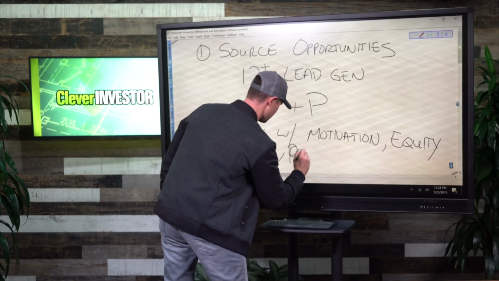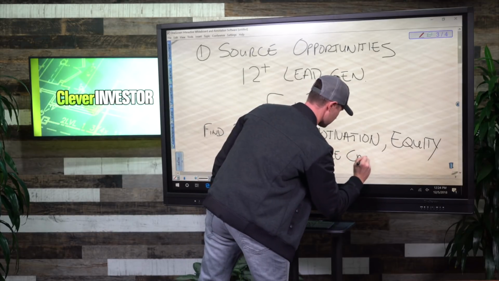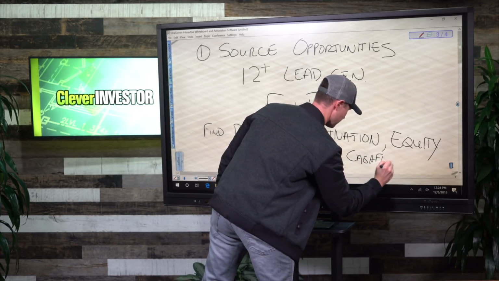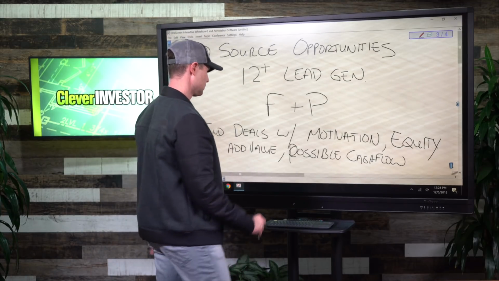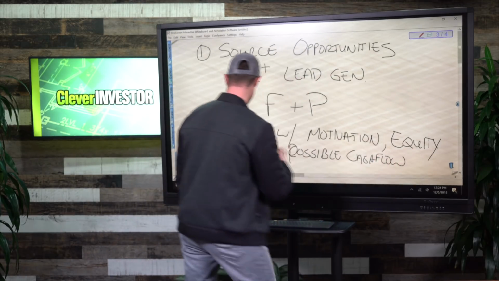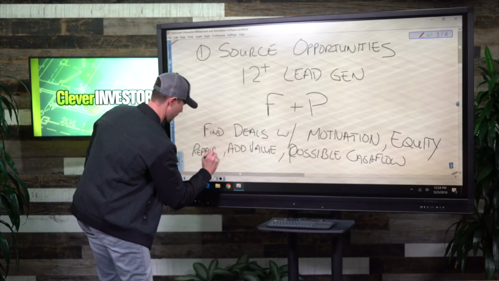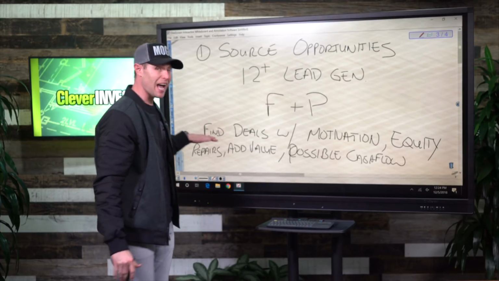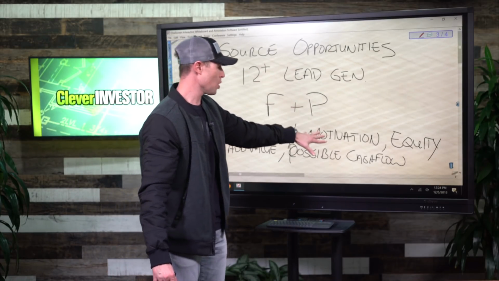Let's call it possible cash flow. Did I miss any? Yeah, I missed one. Repairs. All right. So the types of deals we're looking for are ones where the homeowner has motivation.